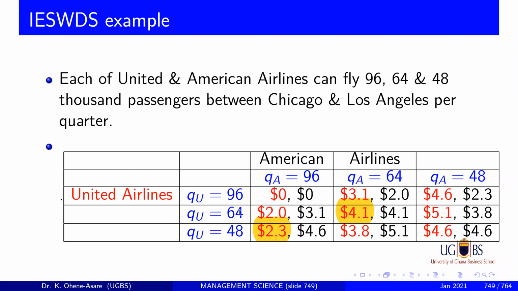Now we can say that United doesn't have a dominant strategy. So now we know that we are not going to use a dominant strategy equilibrium approach. Now let's look at American, because sometimes one doesn't have a dominant strategy, but the other has.